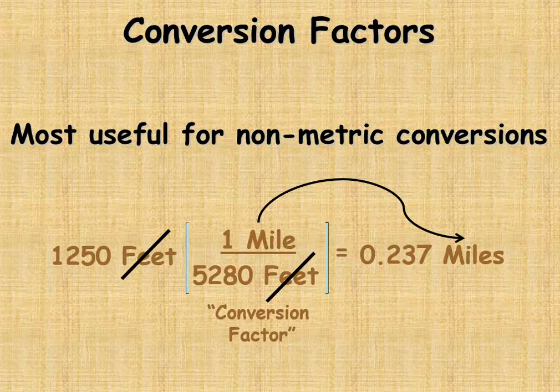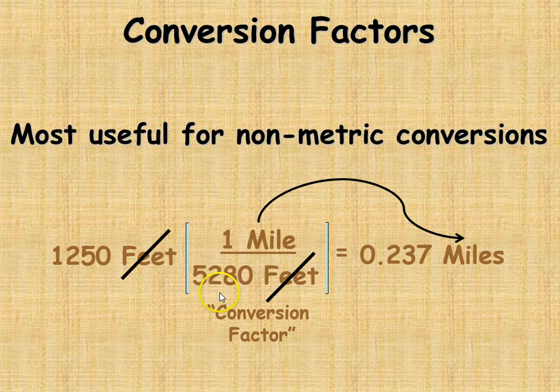A useful device for converting from one unit to another, especially for non-metric conversions, is called a conversion factor. A conversion factor is a multiplier, and you multiply the given information times the conversion factor to give you the answer. So in this example, we're given a length of 1,250 feet, and we're asked to convert it into miles. That can be done by constructing a conversion factor in which feet are placed in the denominator, miles are placed in the numerator. And in this way, feet will cancel feet, and miles will carry through.